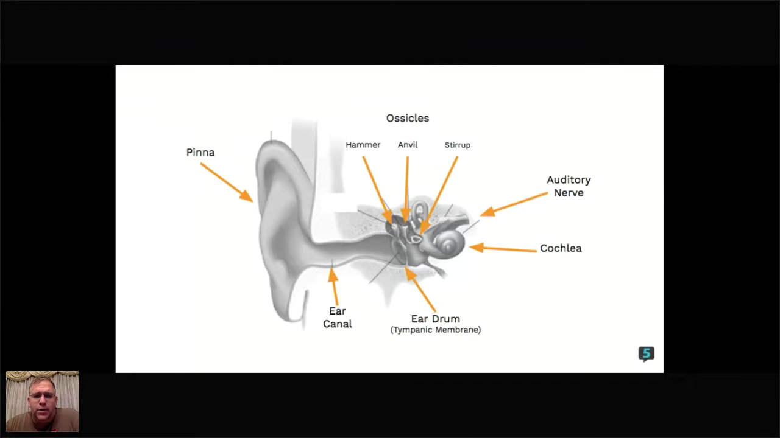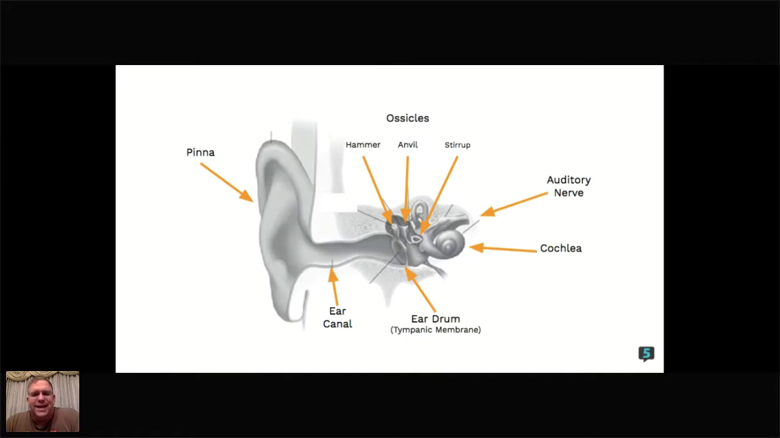So you have these functions here. The pinna captures the sound and sends it to the ear canal. It vibrates against the eardrum, or the tympanic membrane, which fires up the hammer, anvil, and stirrup, which then hits what's called the oval window of the cochlea, sending the ripple down the cochlea, moving hair cells that are going to create transduction, leading on the way to the auditory nerve, to the thalamus, and eventually the temporal lobe.